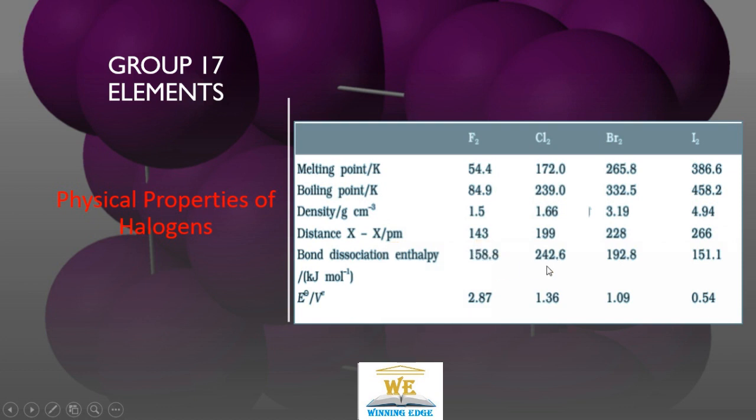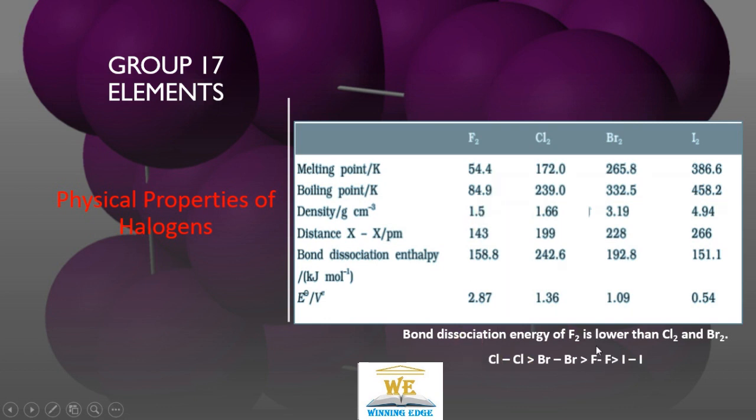But here we see there is a kink. First it increases, then starts decreasing. We'll try to explain it. And standard electrode potentials keep on decreasing down the group. Bond dissociation energy of fluorine is less than chlorine and bromine, and the reason is simple.